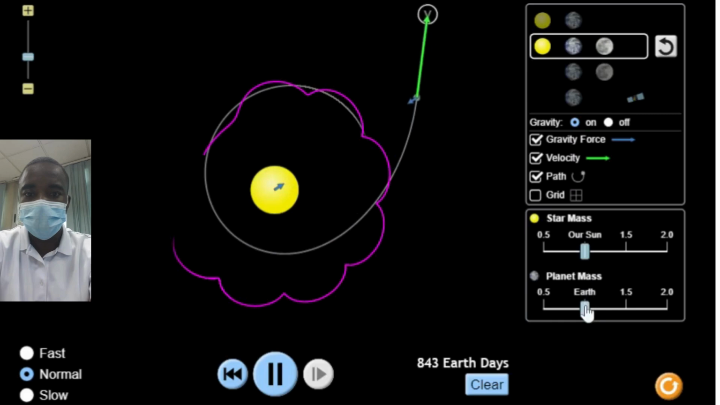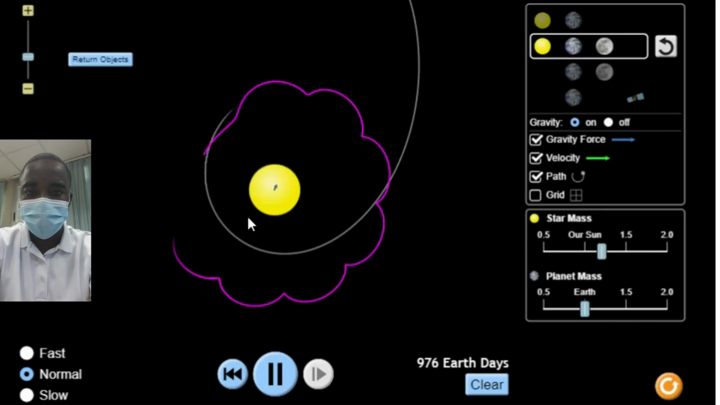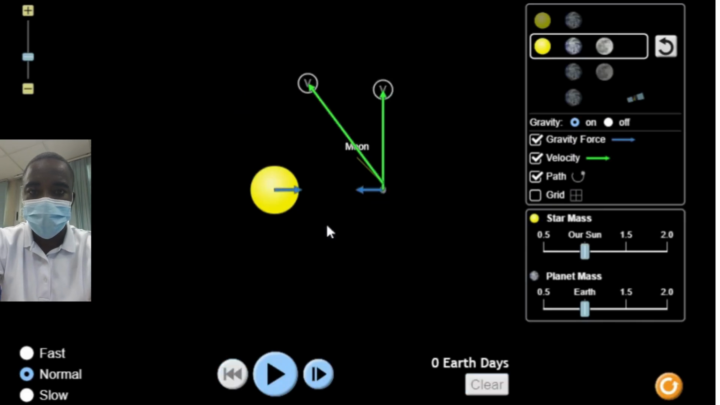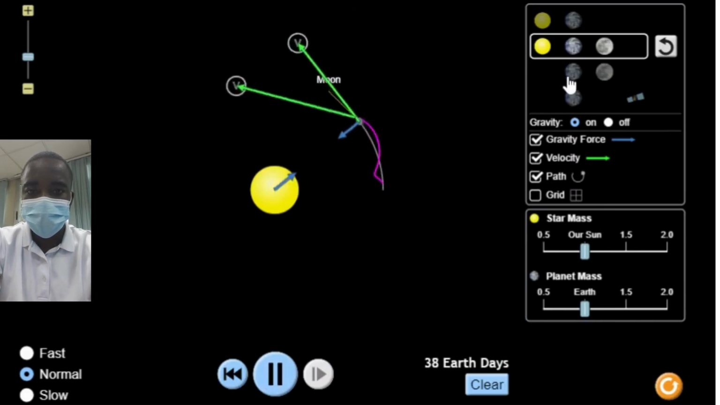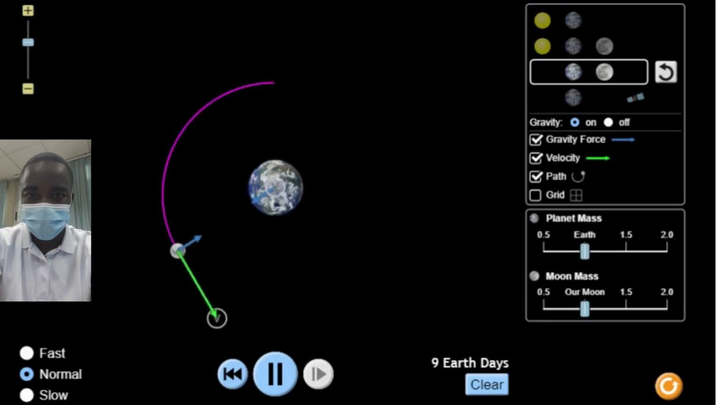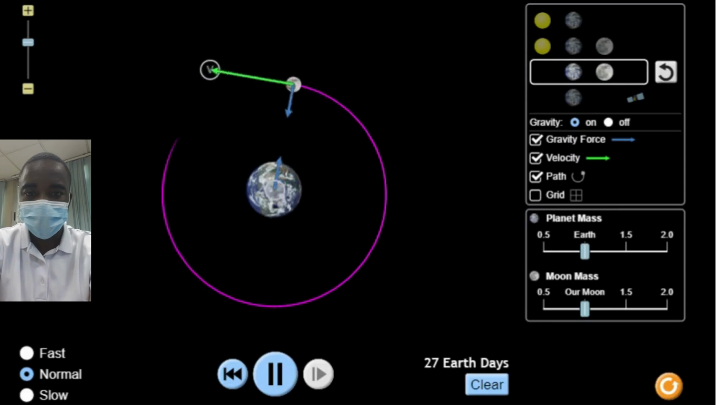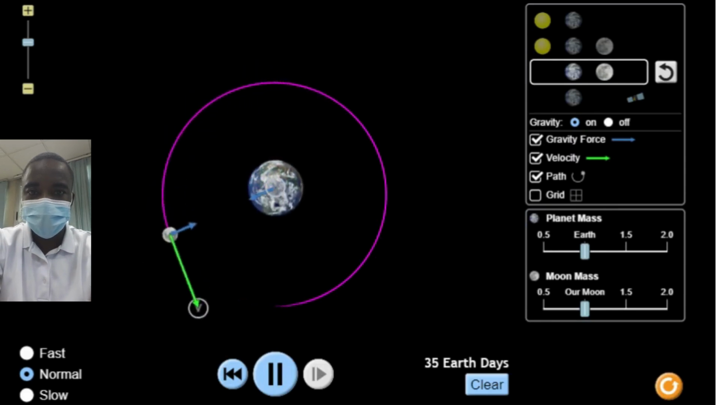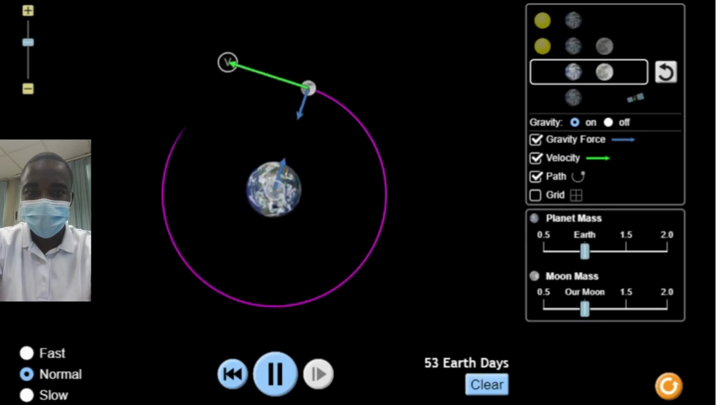The simulation displays the orbital paths of the celestial bodies. These paths are determined by the balance between the gravitational forces and the centrifugal forces acting on the bodies. Students can observe how the orbital paths change as they move the celestial bodies. The simulation allows students to adjust the positions of the Sun, Earth, Moon, and space station. By moving these bodies, students can observe the resulting changes in the gravitational forces and orbital paths.